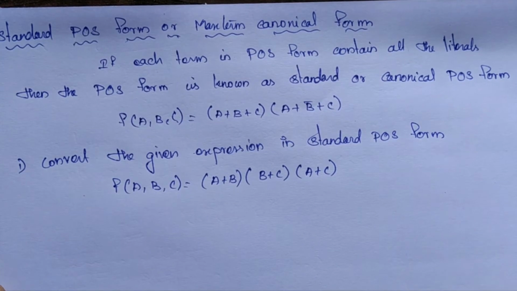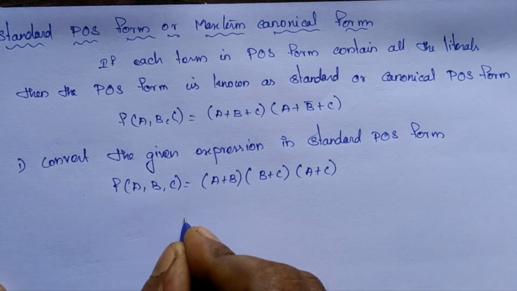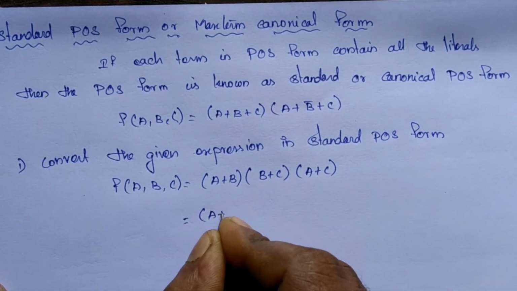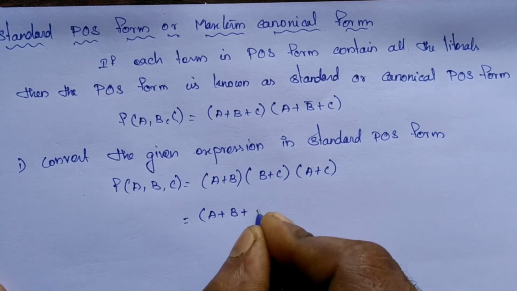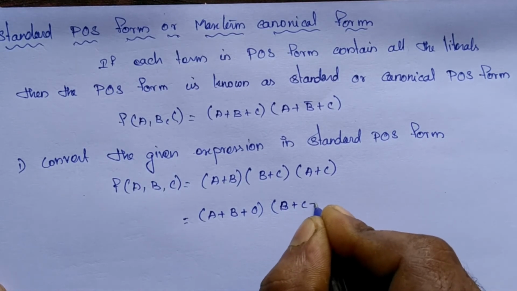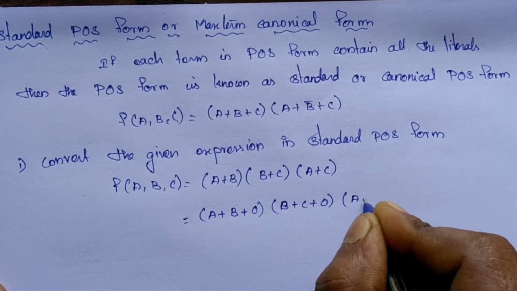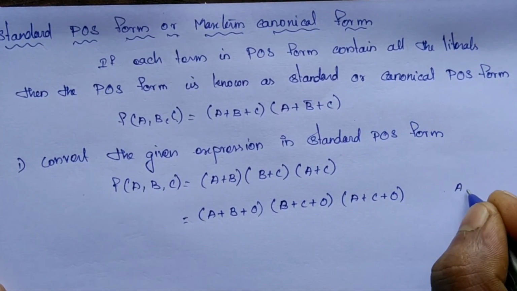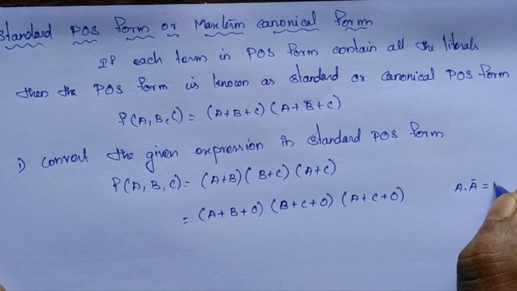So in the previous one, in SOP form, we multiplied it with 1. But here we are having addition, so we need to add the value with 0. That will not make any change. Therefore a plus b plus 0, likewise b plus c plus 0, a plus c plus 0. So this 0 is replaced by a bar, which is equal to 0.